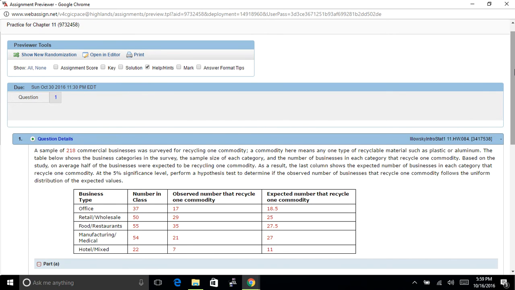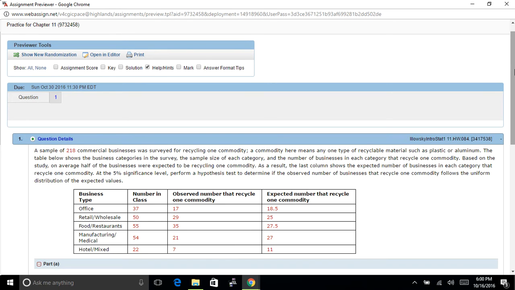So a sample of 218 commercial businesses were surveyed for recycling one commodity. A commodity here means one type of recyclable material such as plastic or aluminum. The table below shows the business categories in the survey, each of the sample sizes for the categories, and the number of businesses in each category that recycles one commodity. Based on the study, on average, half of the businesses were expected to be recycling one commodity. As a result, the last column shows the expected number of businesses in each category that recycle one commodity.